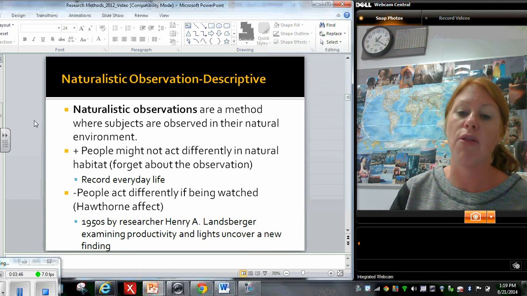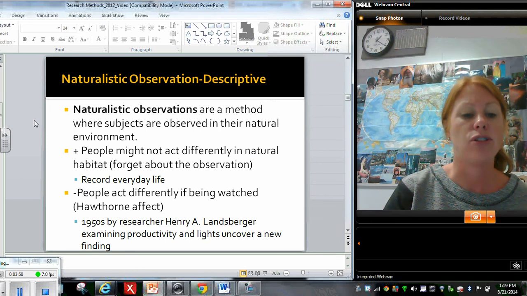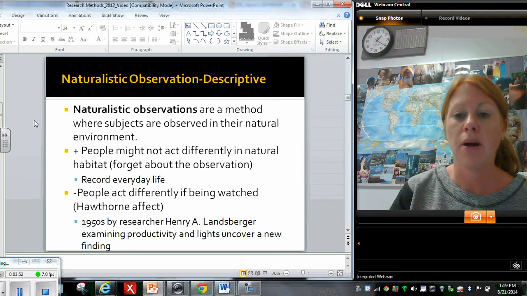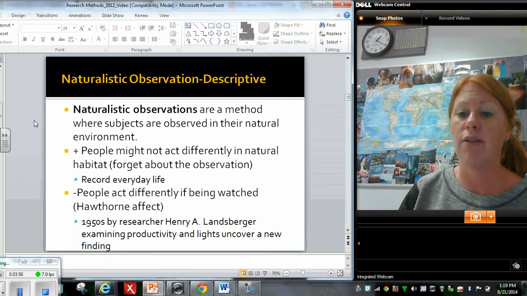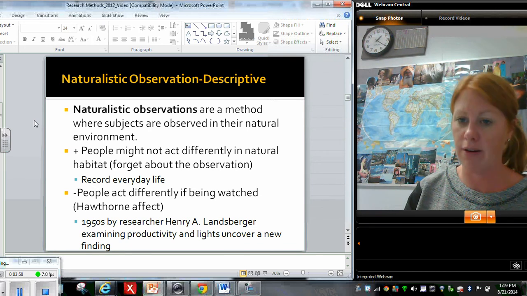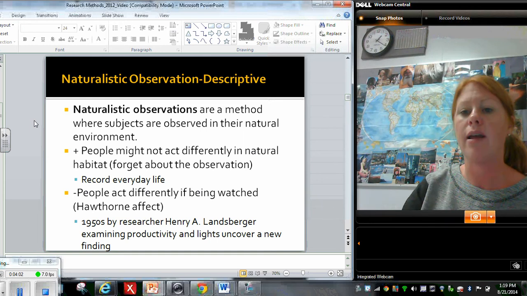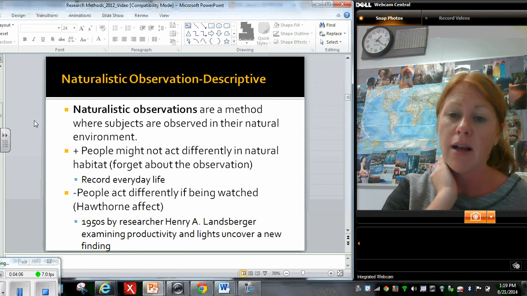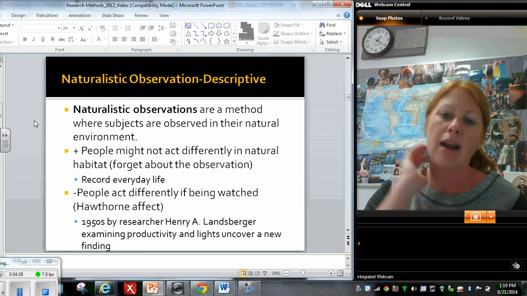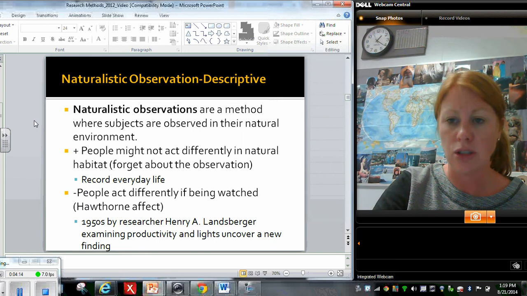Okay, negative here, people may act differently though. This is known as the Hawthorne effect. So in the 1930s and 40s, the researcher Henry A. Landsberger was doing a study on productivity in terms of the amount of light an individual is exposed to. So if there's more light, people are more productive. Okay, and he went away from that experiment, and he noticed a couple of years later, in the 1950s, he started looking at that, where once the researchers went away from the Hawthorne factory, productivity started decreasing just in general.